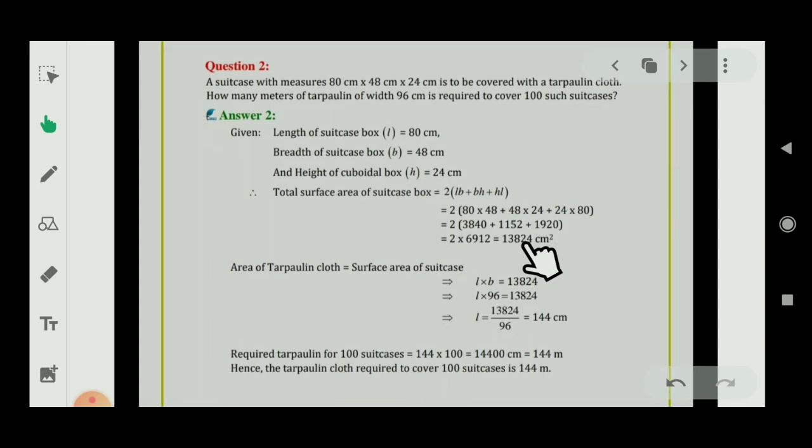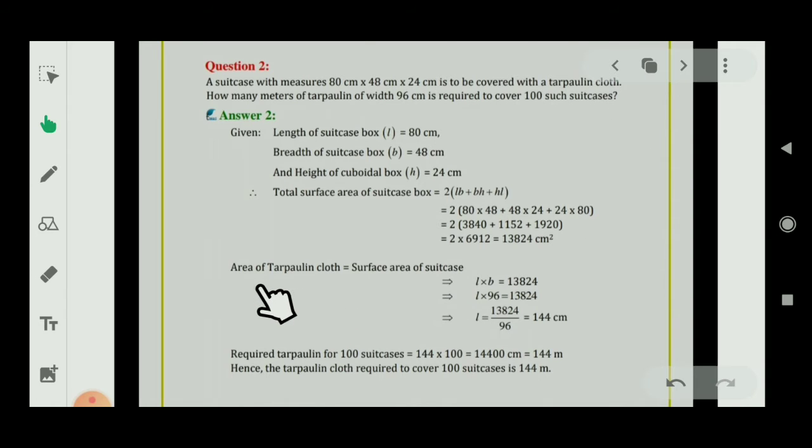Then students, you have to put the values in the formula and after solving it, its value is 13,824 centimeter square. Now students, read the rest part of the question. How many meters of tarpaulin of width 90 centimeter is required to cover 100 such suitcases? Let's see the rest part of this question.